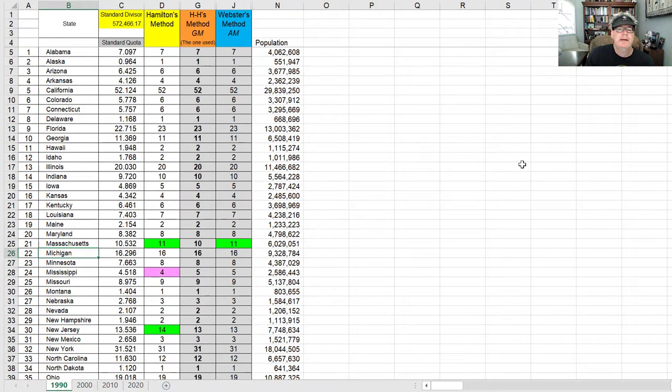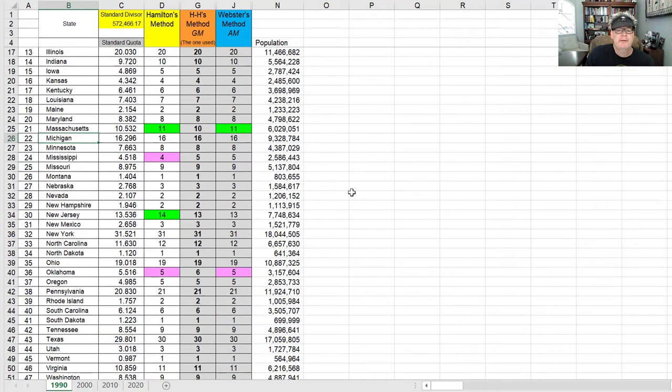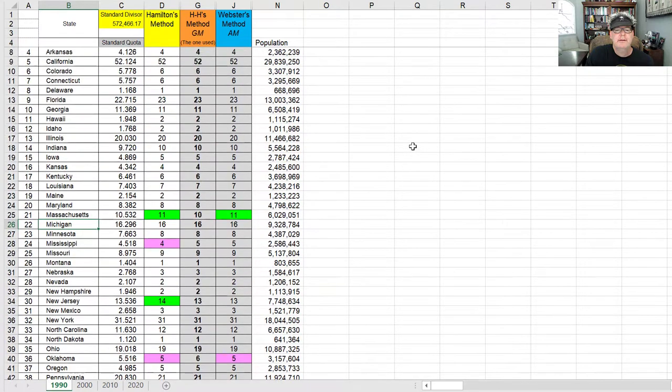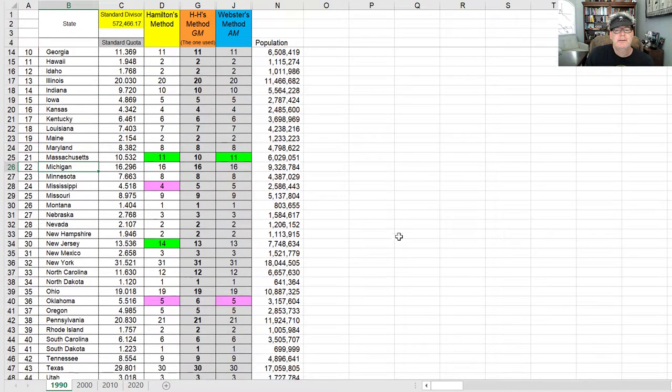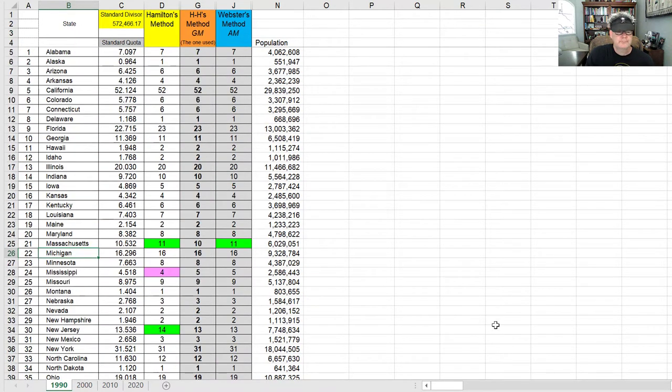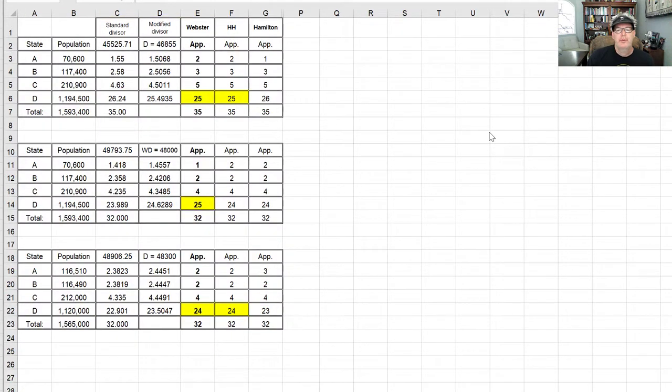And finally in 1990, again a little bit of disagreement between Webster and Huntington Hill. And Hamilton disagreed even more with Huntington Hill, but still some with Webster. So that's a rounding method for Webster. Also note, since it is a divisor method, where you use a modified divisor, it can have quota violations. It won't have the new states paradox or the population paradox or the Alabama paradox that Hamilton has, but it can have a quota violation.